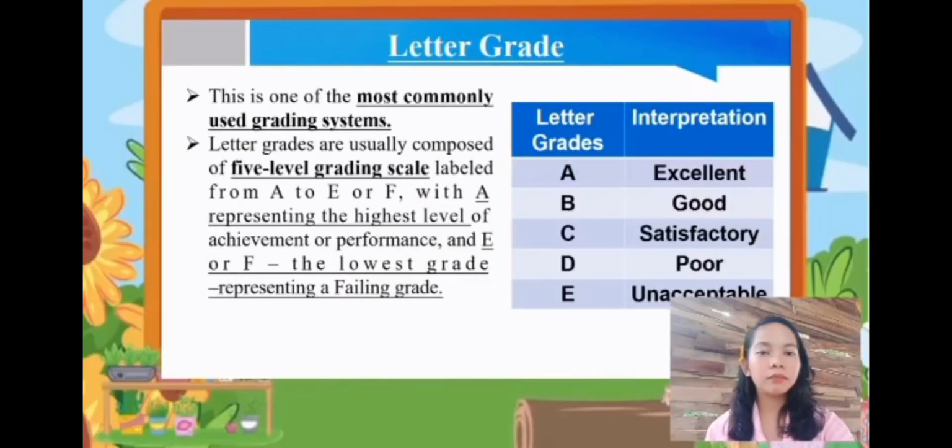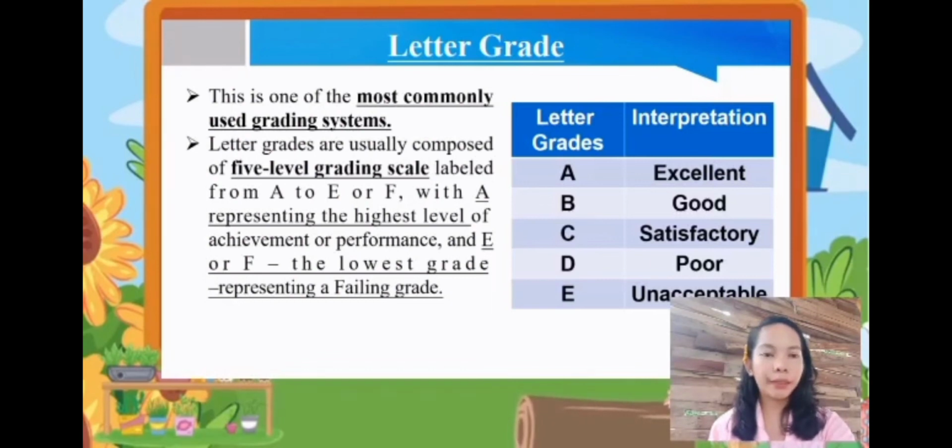Next is the letter grade. This is one of the most commonly used grading systems. Letter grades are usually composed of 5 label grading scales, labeled from A to E or F, with A representing the highest level of achievement or performance.